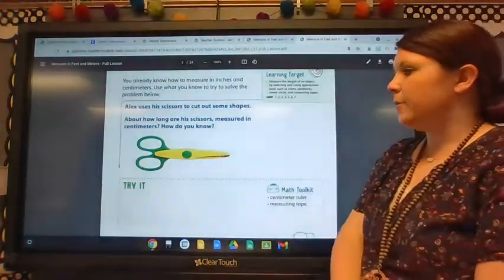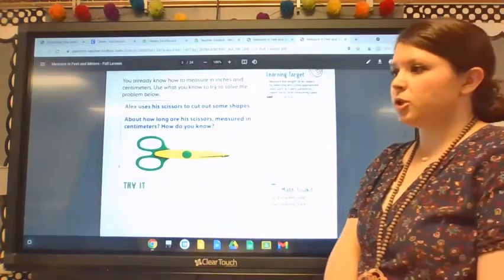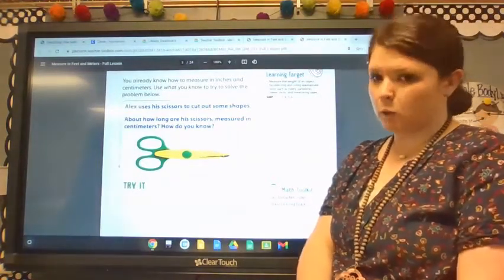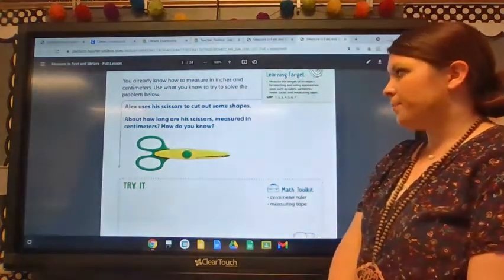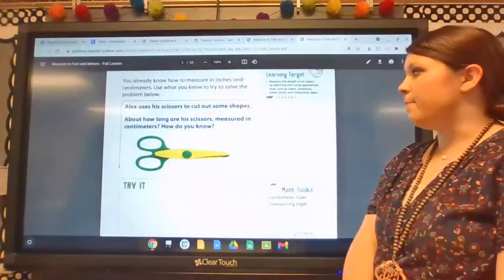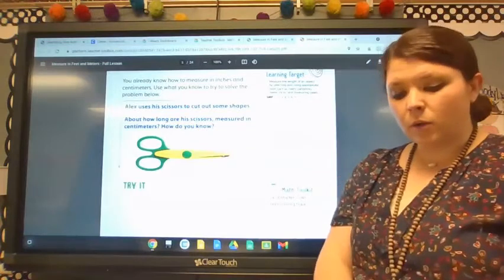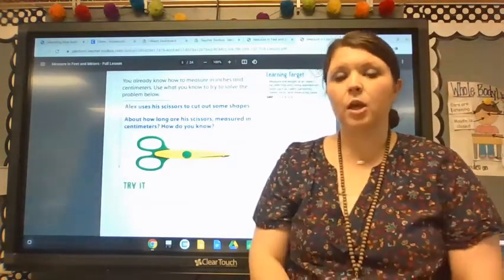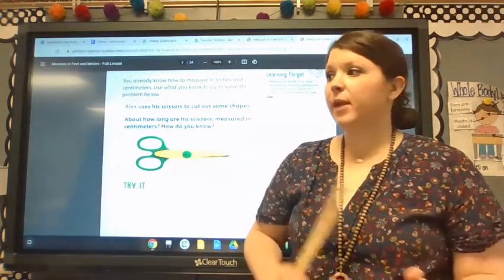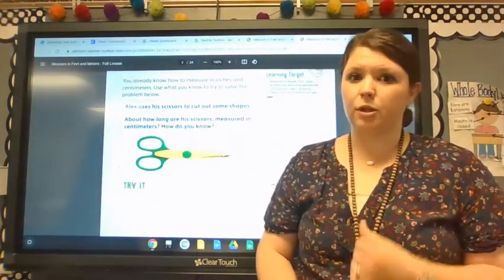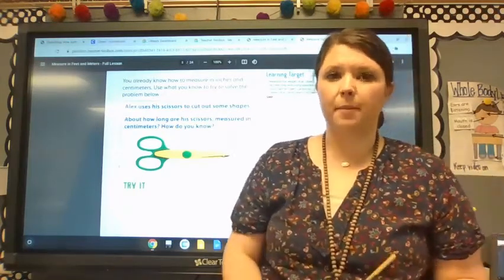Now, we need to go ahead and practice that first part of our success criteria, being able to measure and use measuring tools correctly. So Alex uses his scissors to cut out some shapes. How long are his scissors measured in centimeters? How do you know? So I want you to go ahead and practice using your measurement tool correctly and being able to tell the difference in those units, okay? All right, go ahead and measure your scissors. When you're done, you can come back.